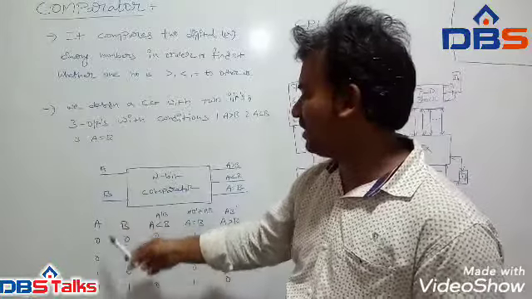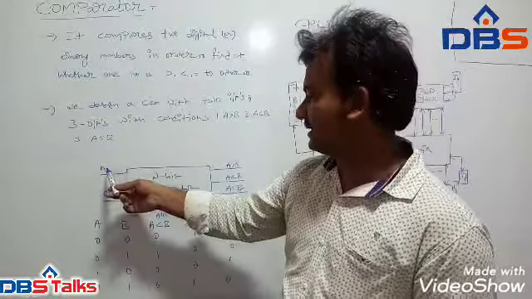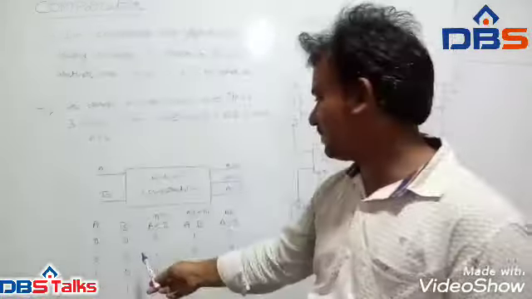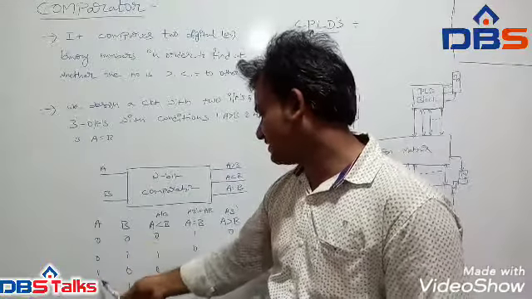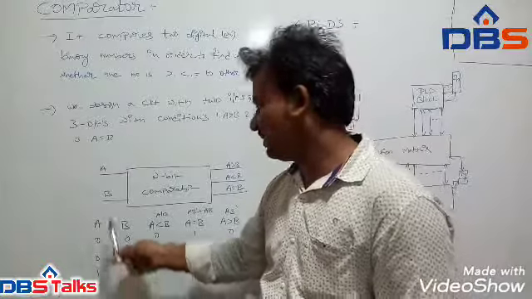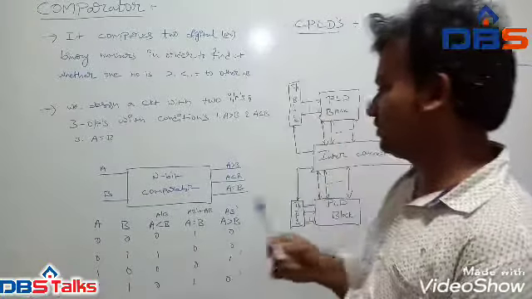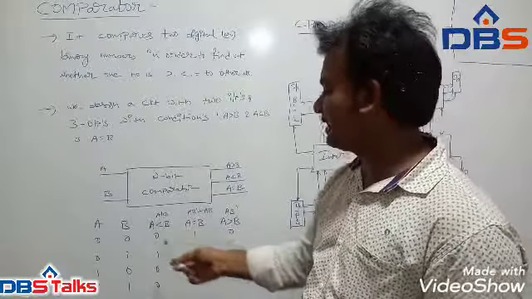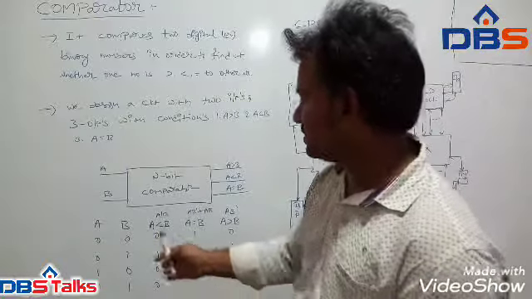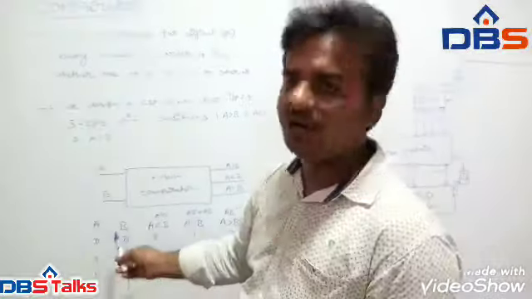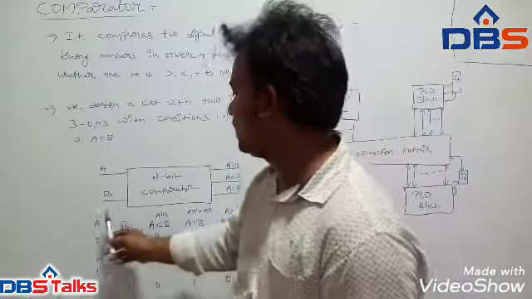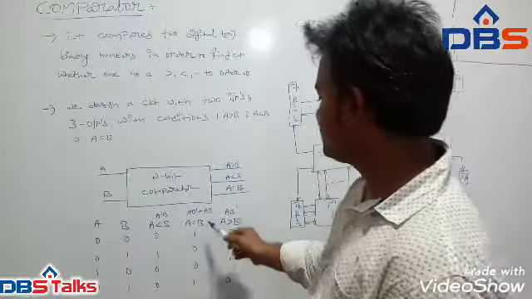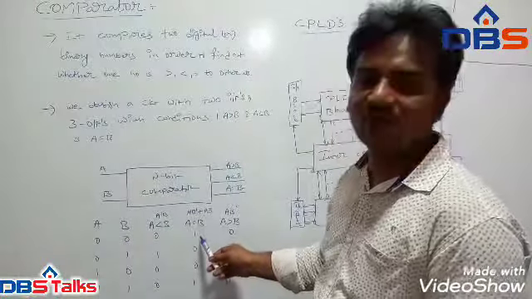One time we apply A equal to 0, B equal to 0; in the second case A equal to 0 and B equal to 1; then A equal to 1 and B equal to 0; and the fourth case A equal to 1, B equal to 1. How it compares means we have some mathematical comparison. Here A is 0 and B is 0. That means the weights of these two bits are the same, so at this condition it represents A equal to B.